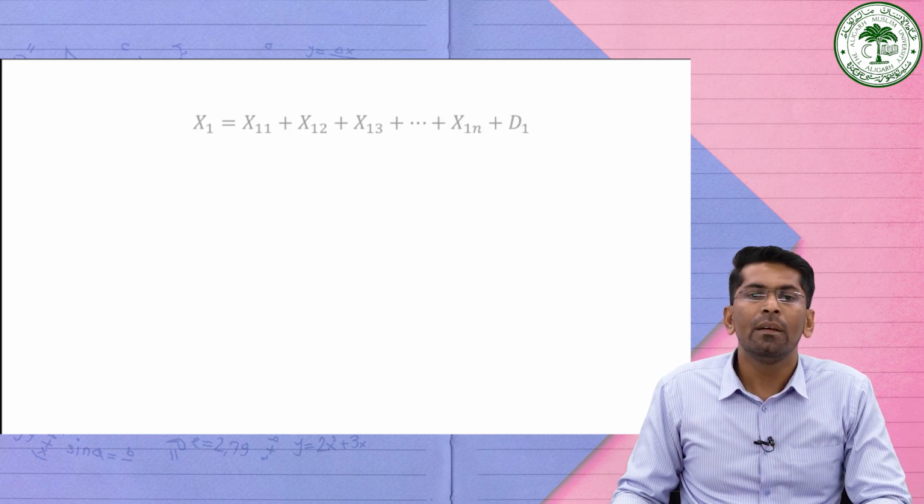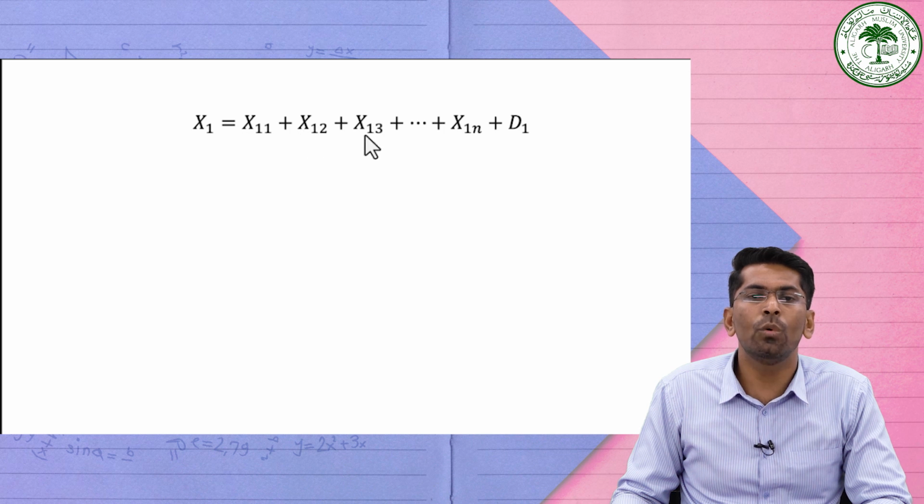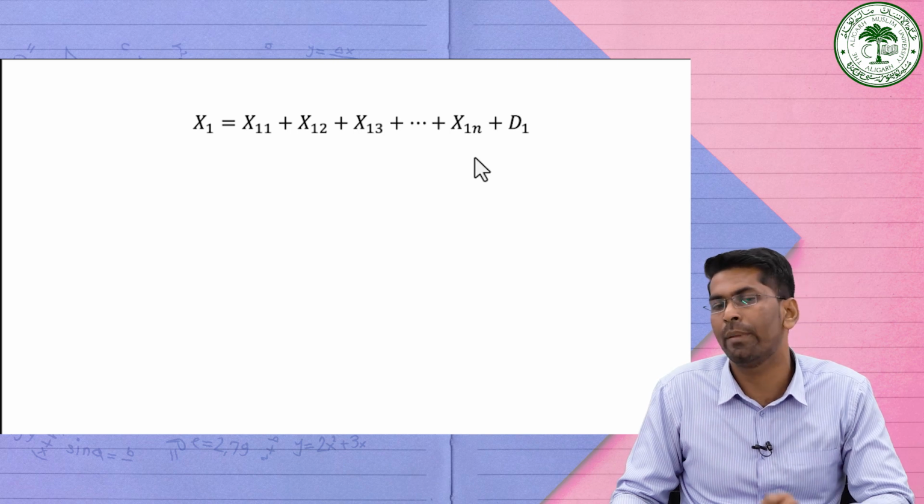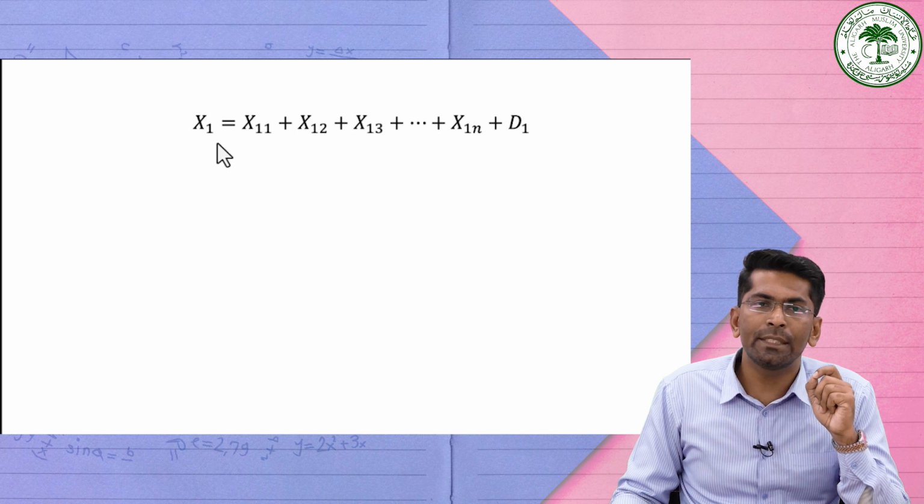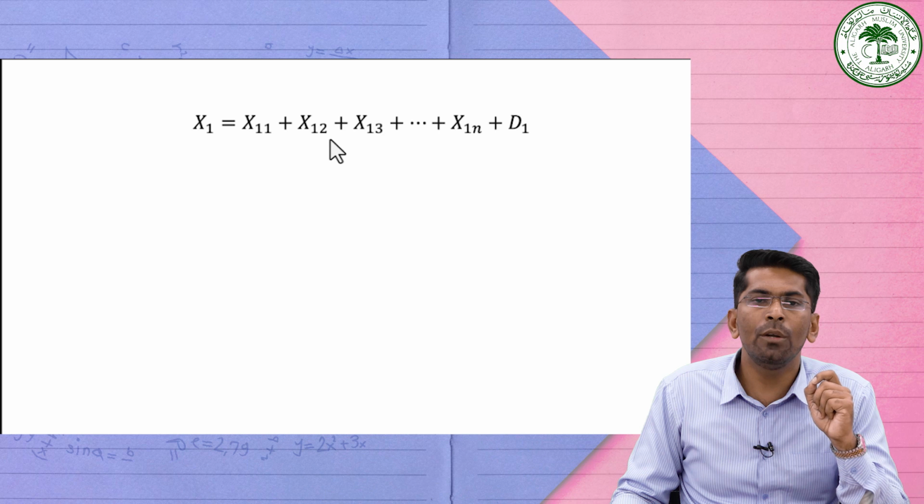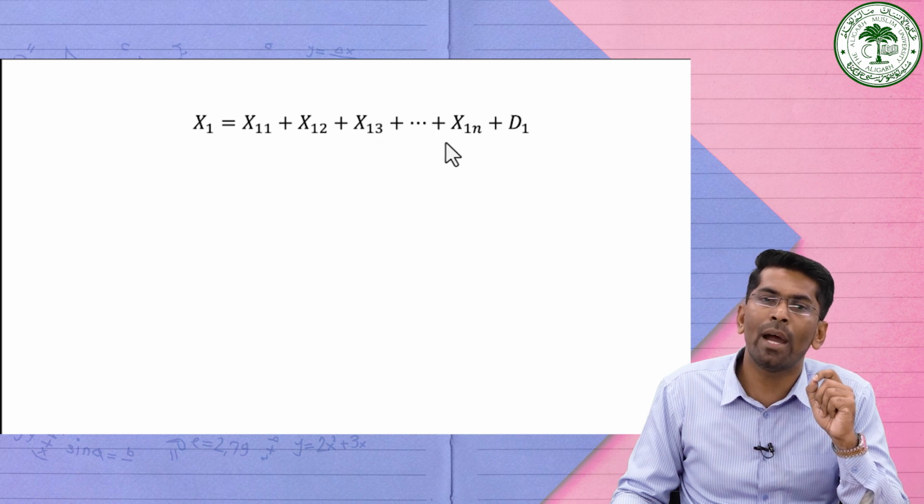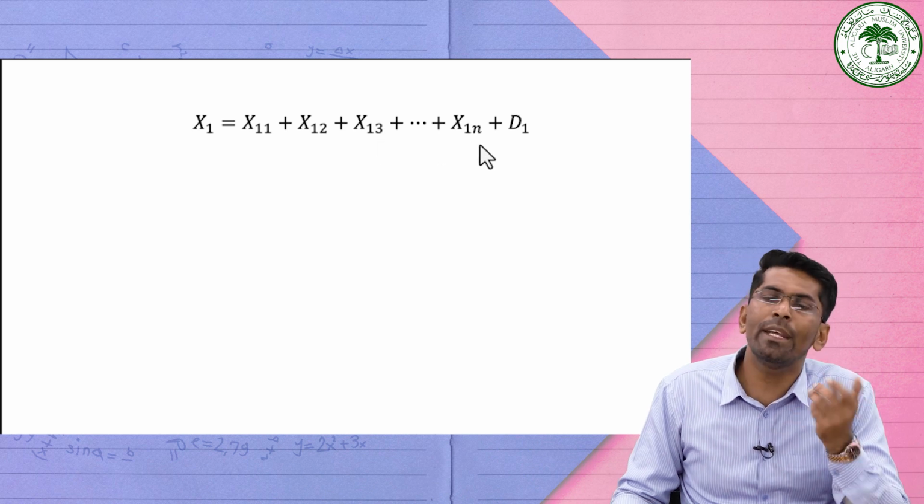Now we can say that X1, the output of the first industry, is equal to X11 plus X12 plus X13 up to X1n plus D1. What is it showing? In this framework, the output of each industry, here X1, is equal to the sum of its intermediate demand. X11, X12, X13 up to X1n show the intermediate demand.